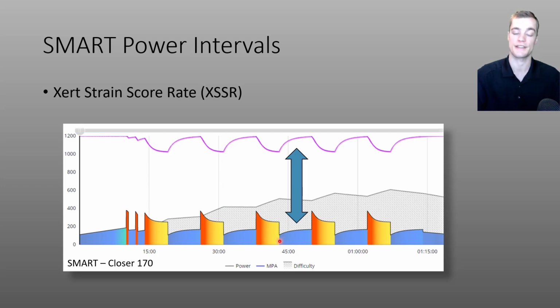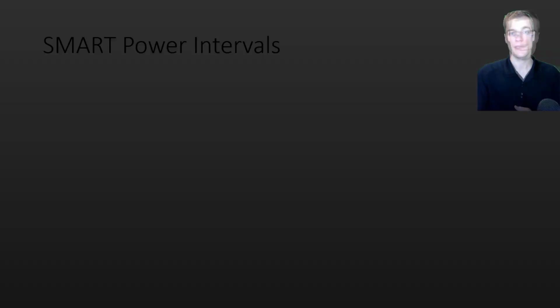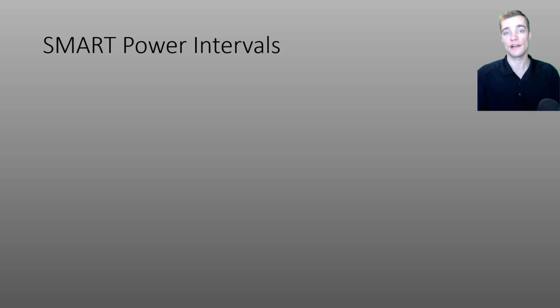And once again, you'll notice that the target power for this interval will closely match the recovery of your MPA. So after the hard 5-minute effort, the recovery interval will start relatively easy, and as your MPA recovers, the target power will gradually increase. The second type of SMART power interval uses your MPA data to dynamically adjust the target power of an interval in real time.